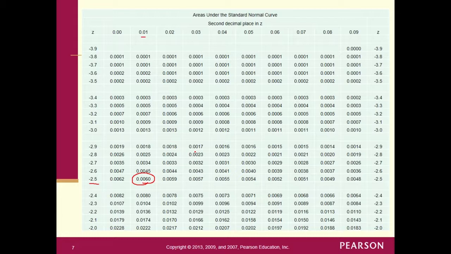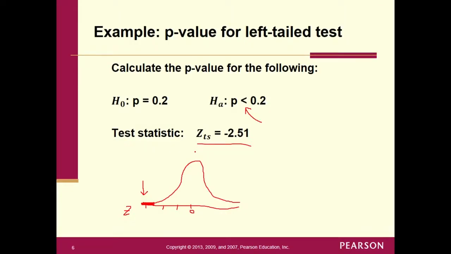When it's left-tailed, so we have the less than sign in the alternative hypothesis, left-tailed, there you go. You just look up your test statistic. Okay, so again, a -2.51. All right, notice not too big, right? Okay, let's go to the next one.